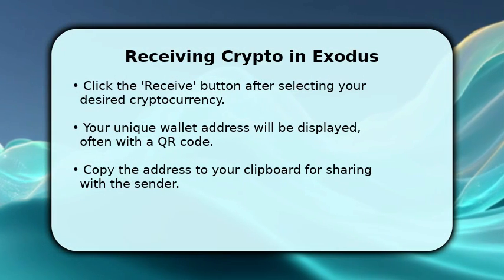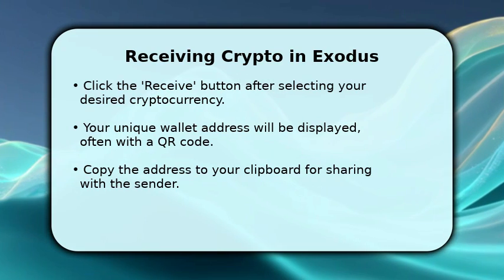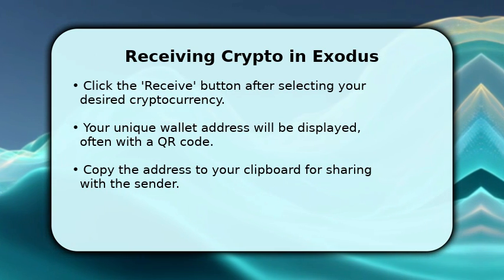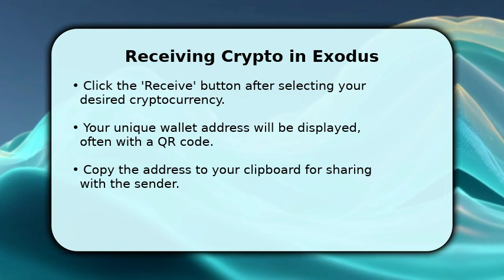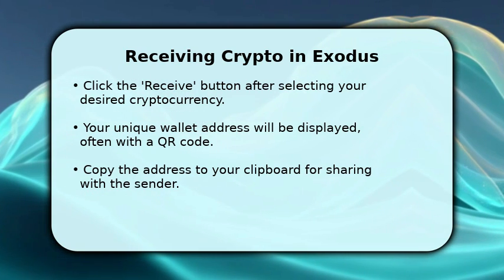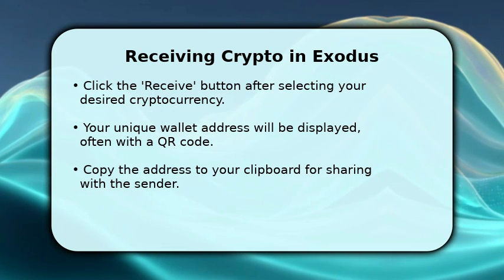After selecting your desired cryptocurrency, locate and click the Receive button. This action will display your unique wallet address, typically accompanied by a QR code for convenience. You can then easily copy this address to your clipboard.